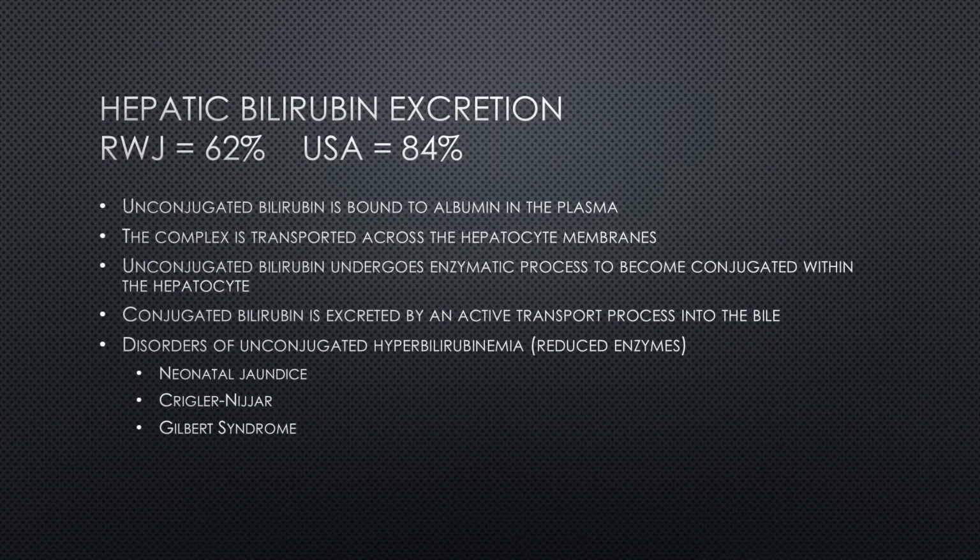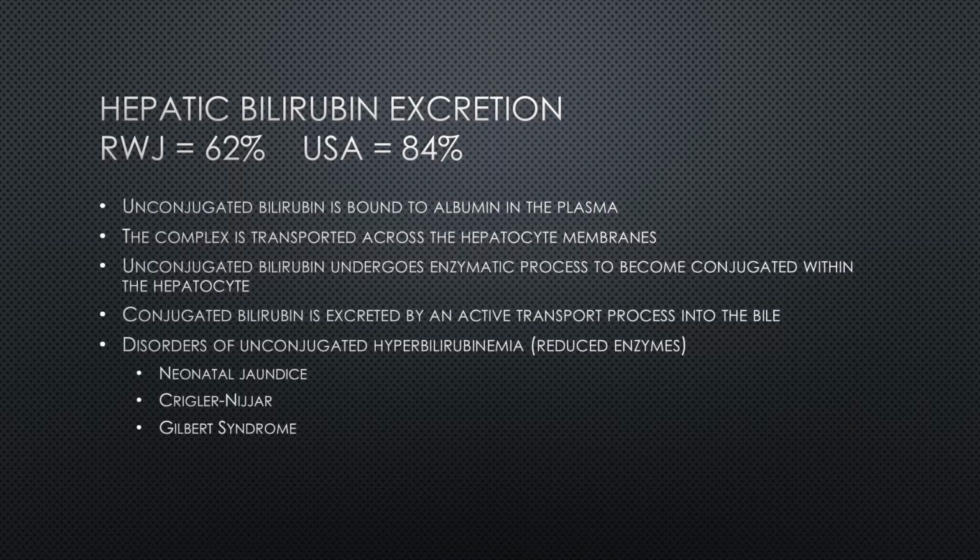It's taken to the liver, and the complex, the albumin unconjugated bilirubin complex, is transported across hepatocyte membranes, and then there are a variety of enzymatic processes which turn the unconjugated bilirubin into conjugated bilirubin. This then is excreted by an active transport process into the bile.